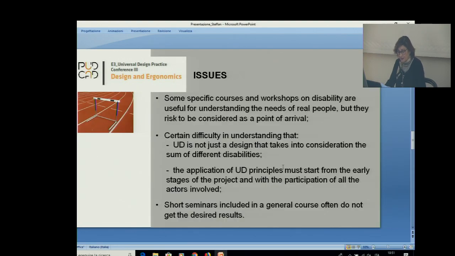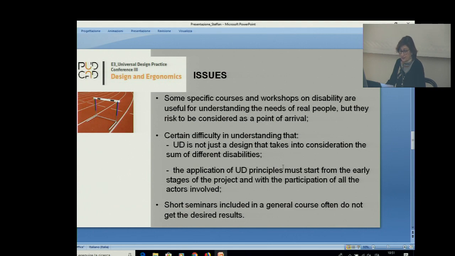Issues. Some specific courses and workshops on disability are useful for understanding the needs of real people, but they risk being considered as a point of arrival of the UD approach rather than a starting one.